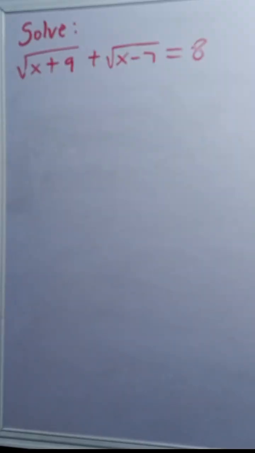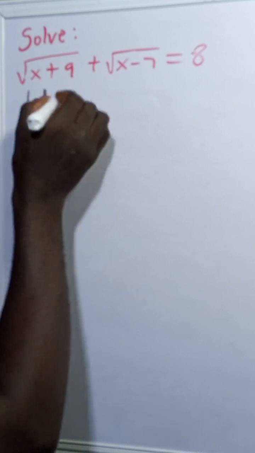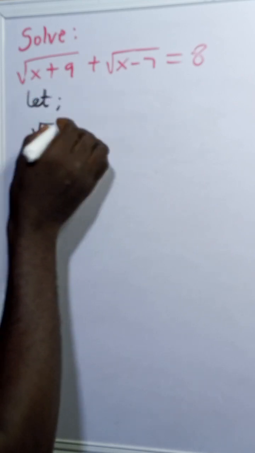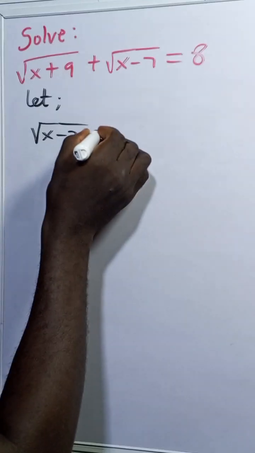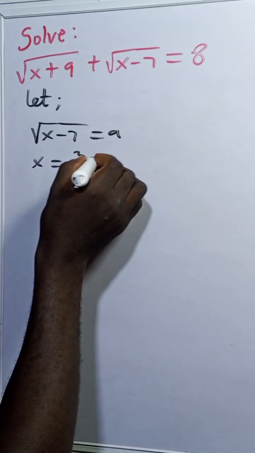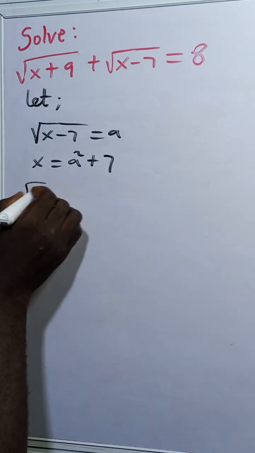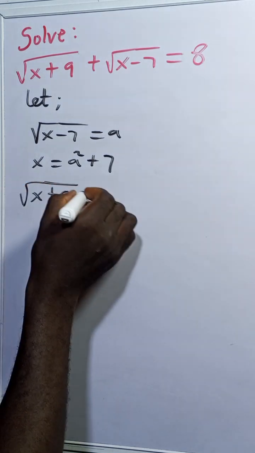Don't be trapped in this kind of linear equation. Let square root of s minus 7 be a. Then s is equal to a squared plus 7. So square root of s plus 9 becomes what?